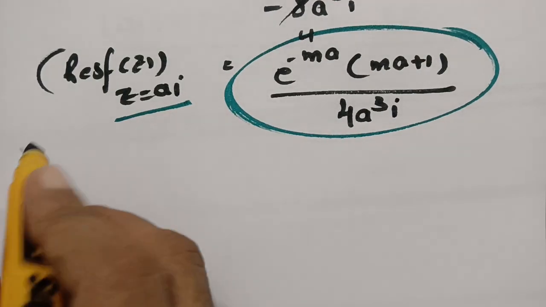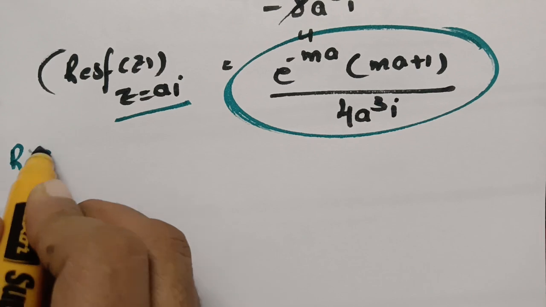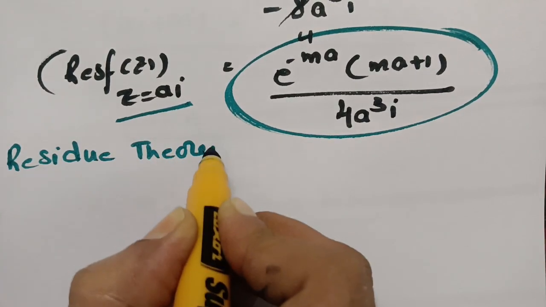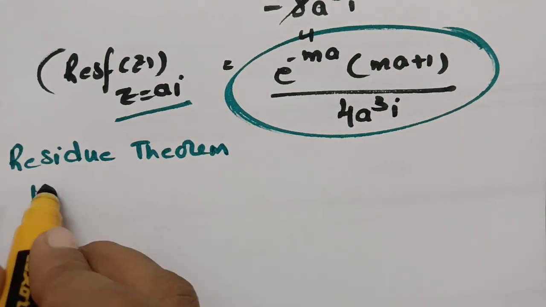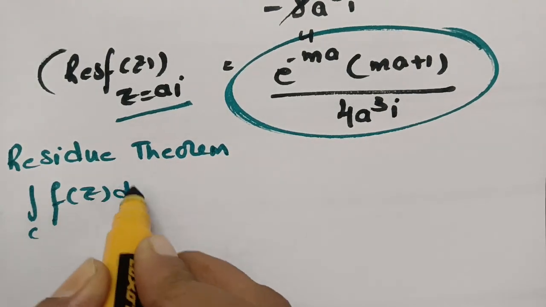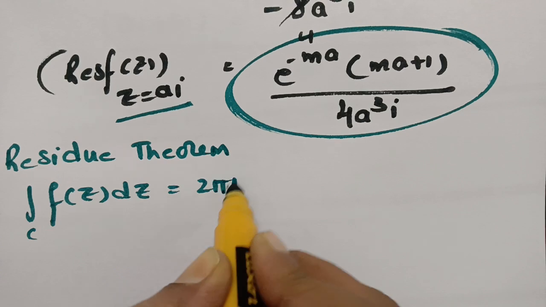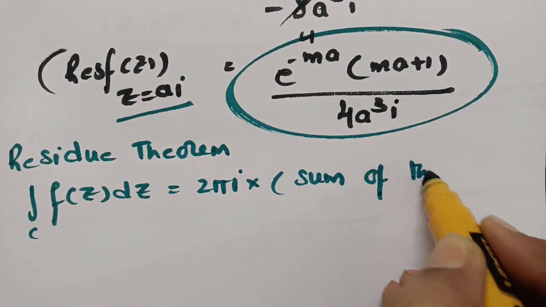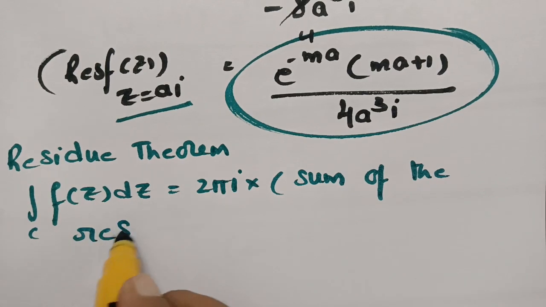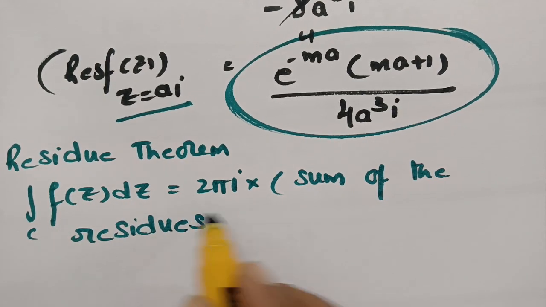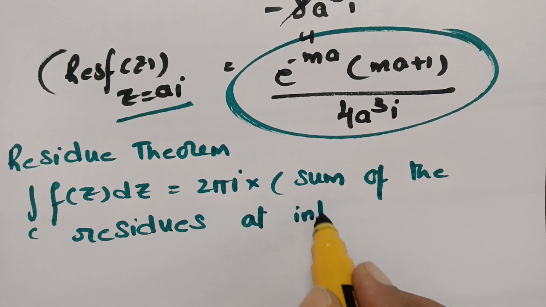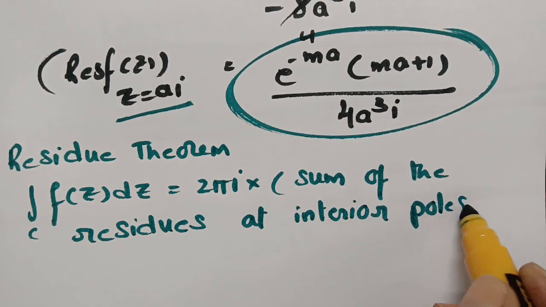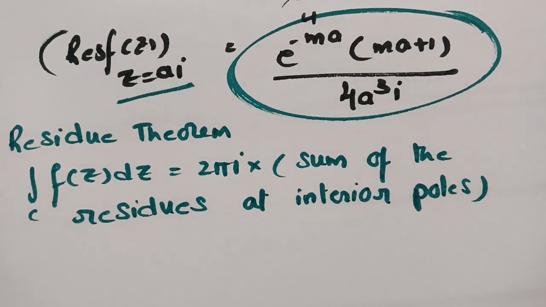So what does this residue theorem state? According to our residue theorem, it is very clear that the integral over c of f of z dz is equal to 2 pi i times the sum of the residues at the interior poles, the sum of the residues at the interior poles.